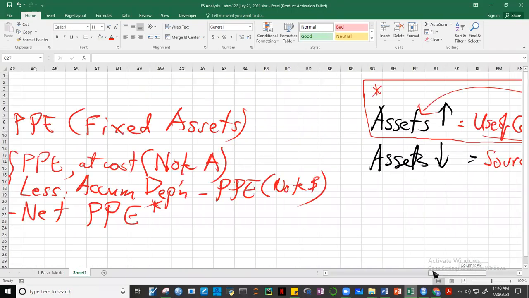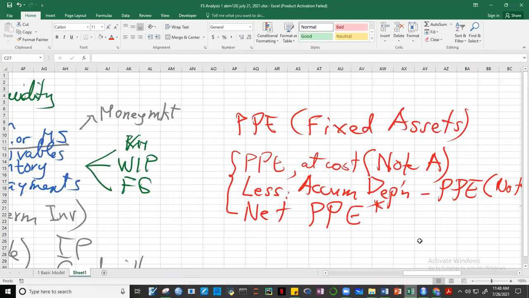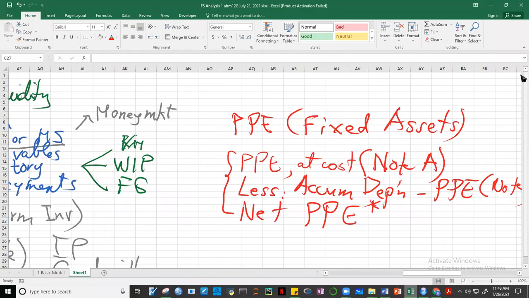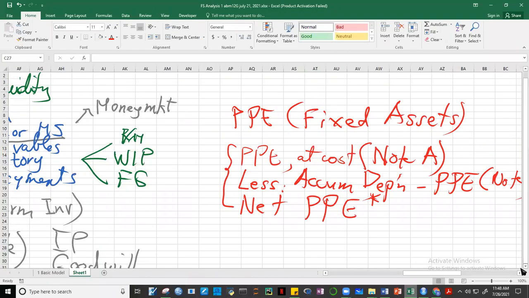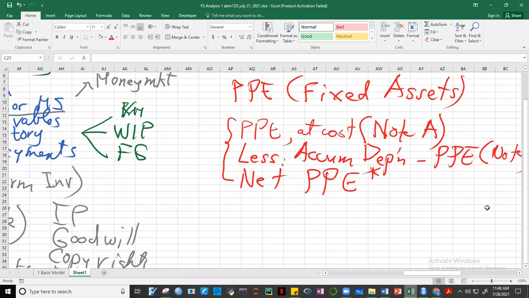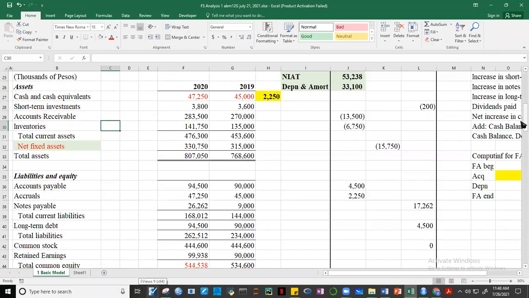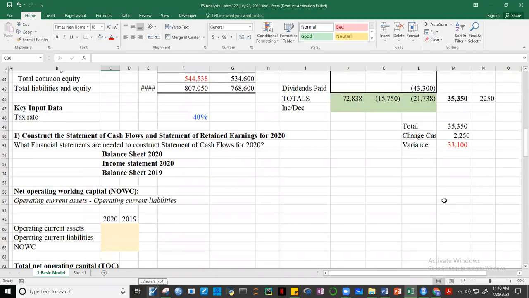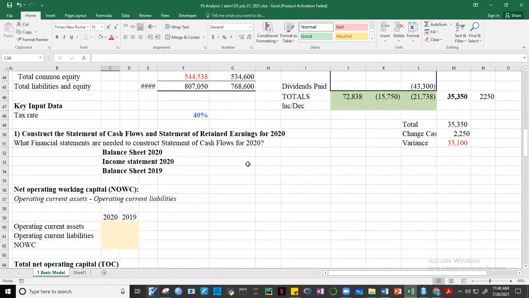Last time, di ba, sinabi natin to, no? Di ba, there are different ways to present your fixed assets sa balance sheet. Yung iba, pinapakita lang yung net property, plant, and equipment. Yung iba, pinapakita pa yung PPE at cost, at saka yung less the accumulated depreciation. So let me illustrate that here. Maglalagay lang ako dito, no? Dito na lang.